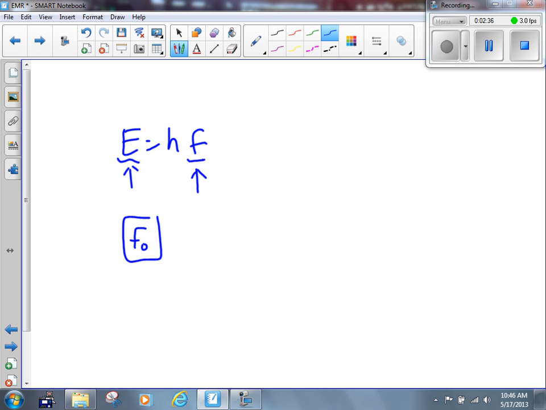One photon below the threshold frequency, nothing happens. 30 photons below the threshold frequency, nothing happens. One photon above, one electron ejected. 30 photons above, 30 electrons are going to be ejected. Or 1,000 photons above the threshold frequency, then 1,000 electrons will be ejected.